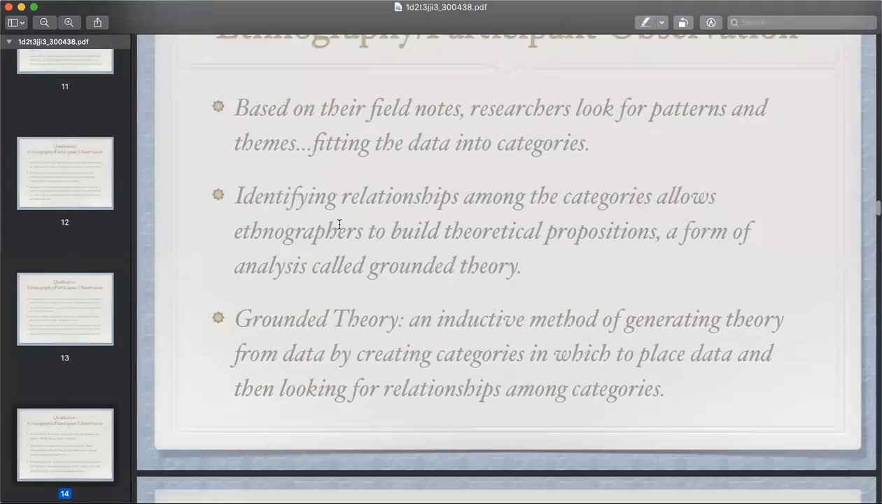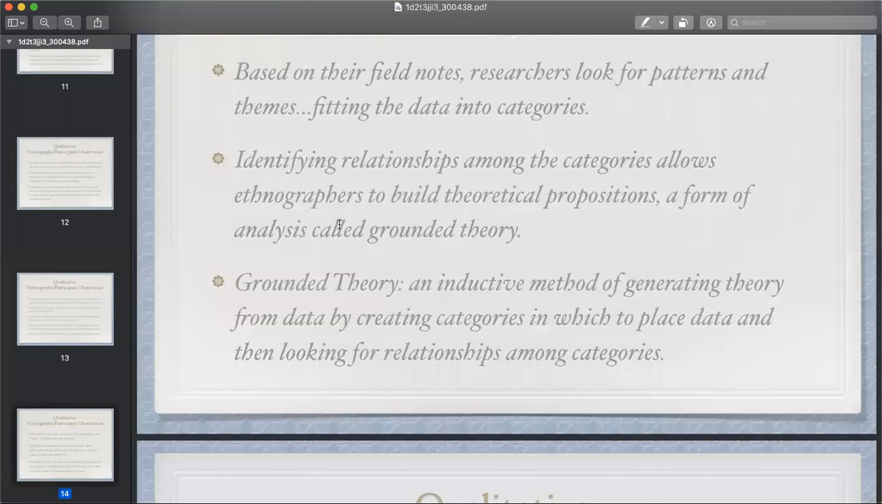Now, based on our field notes, we do these very detailed written descriptions of everything that we've seen, and we start to turn it into a narrative, and we start to find different patterns, different themes that may exist. We're trying to fit the data that we're collecting into particular categories. And within these categories, it allows us to develop theories, what we call grounded theory, which is essentially an inductive method of generating theory from data by creating categories in which to place data and then looking for relationships among categories. What does that mean? We're looking for similarities in the data that we're finding.